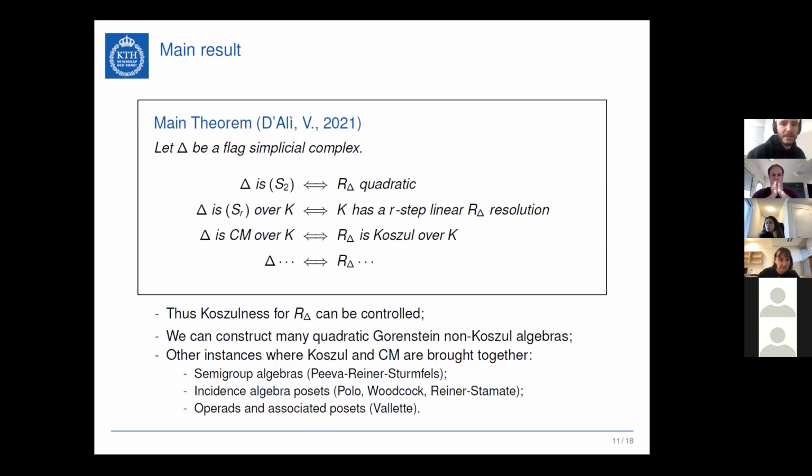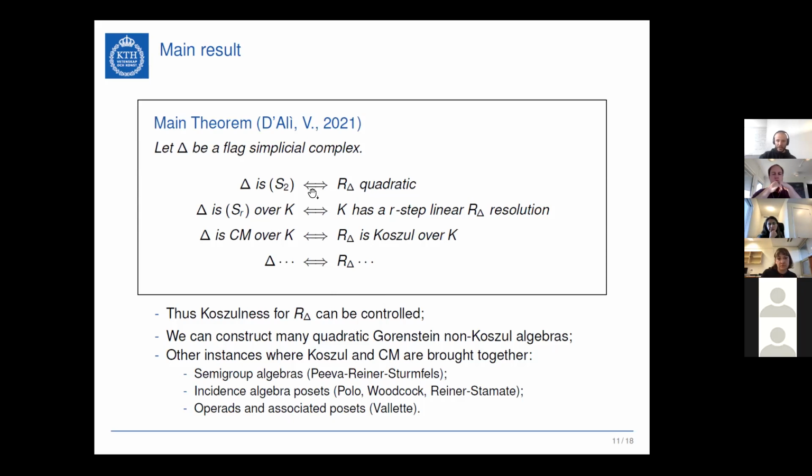And here is the main result that we obtain. So we completely characterize when the algebra is quadratic, so it's generated in degree 2, when the field has an R-step linear resolution over the algebra, and most probably the most interesting one, when the algebra is Koszul over the field. And there's an extra one that I will fill in on the next slide.